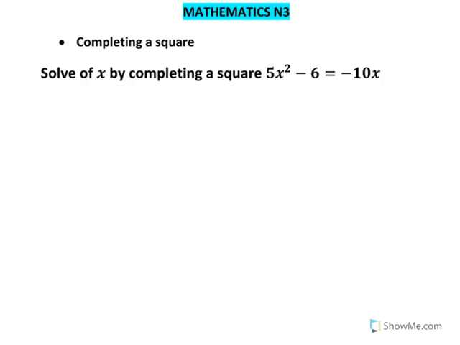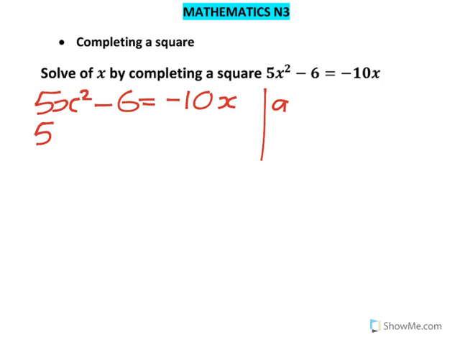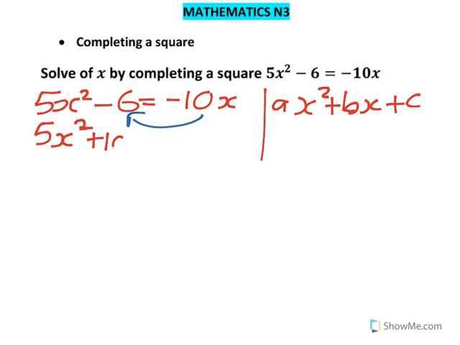There is another one, say solve for x by completing a square. They gave us 5x squared minus 6 is equal to negative 10x. I want you to pay attention here. It is not difficult, you just need to arrange it the way you know it. You know the equation is always ax squared plus bx plus c. So you have 5x squared, the negative 10 will have to jump the sign to become plus 10x minus 6 is equal to 0.